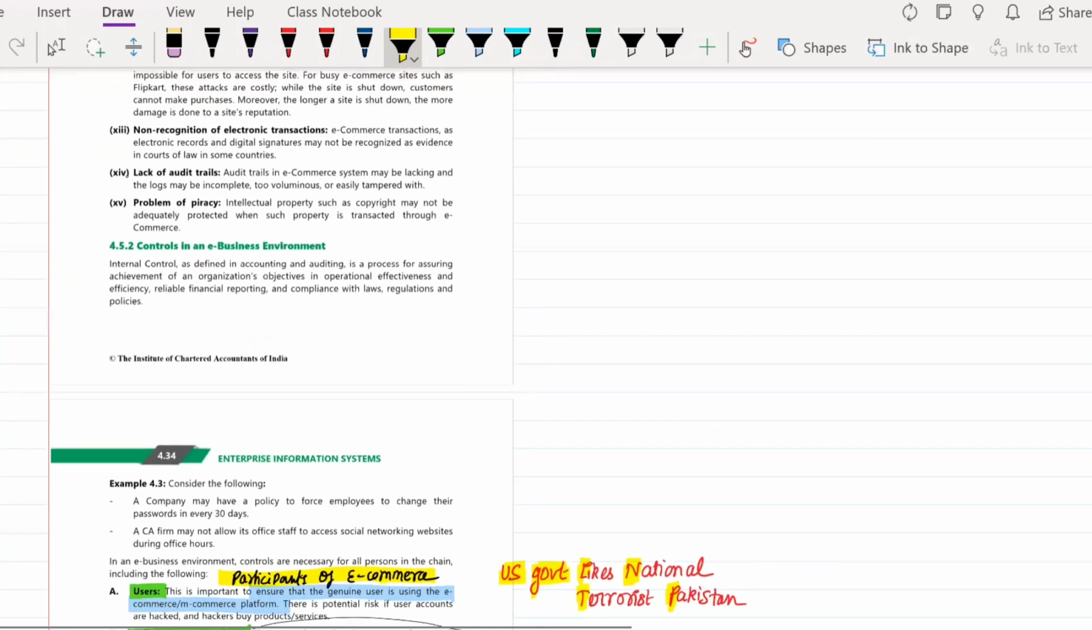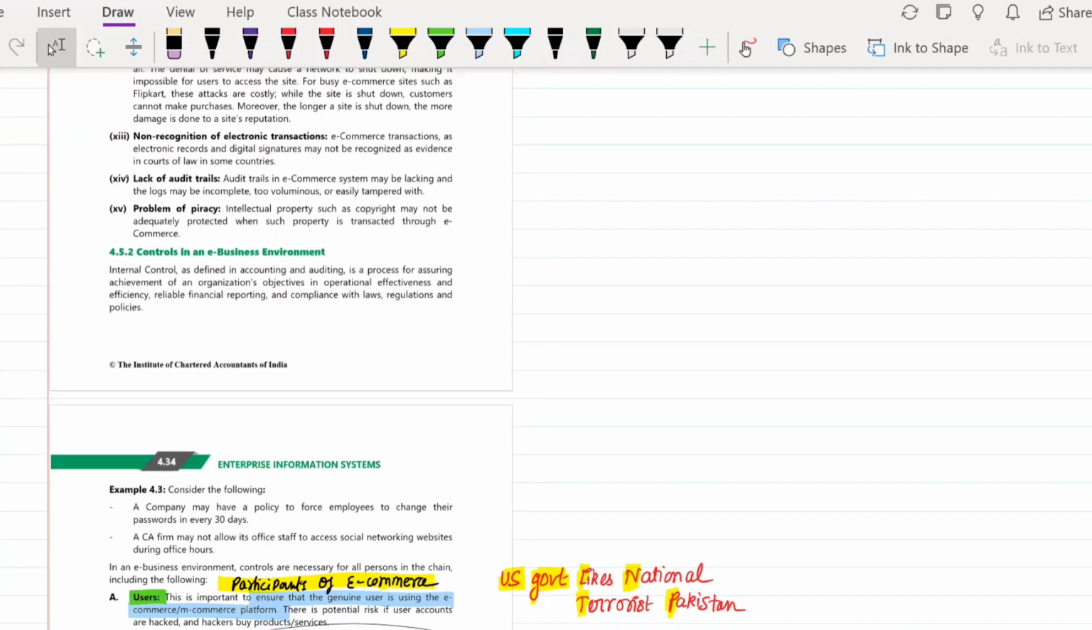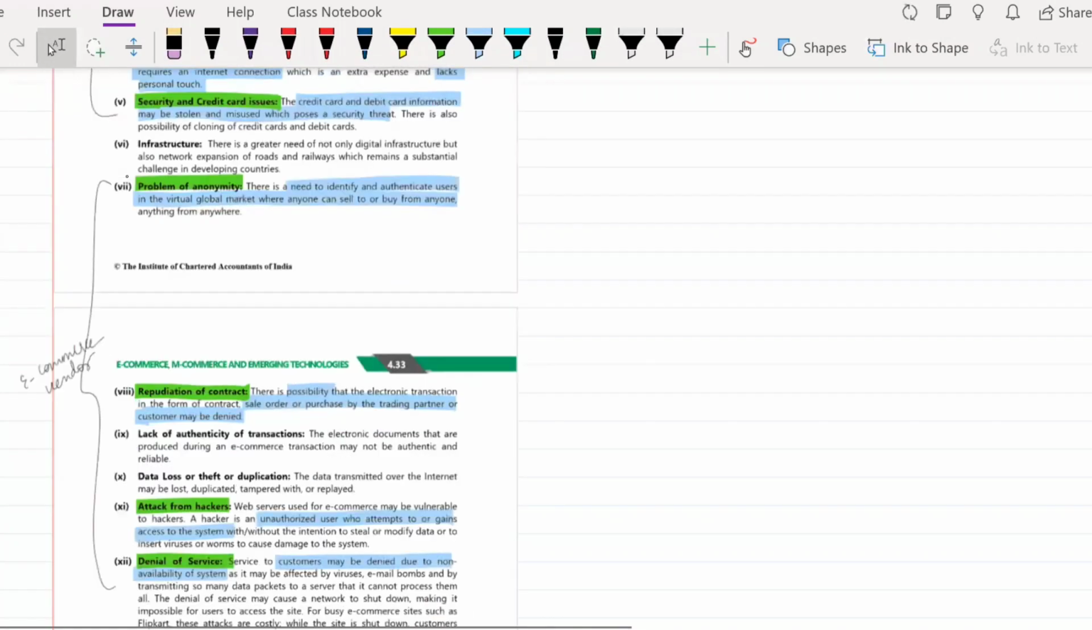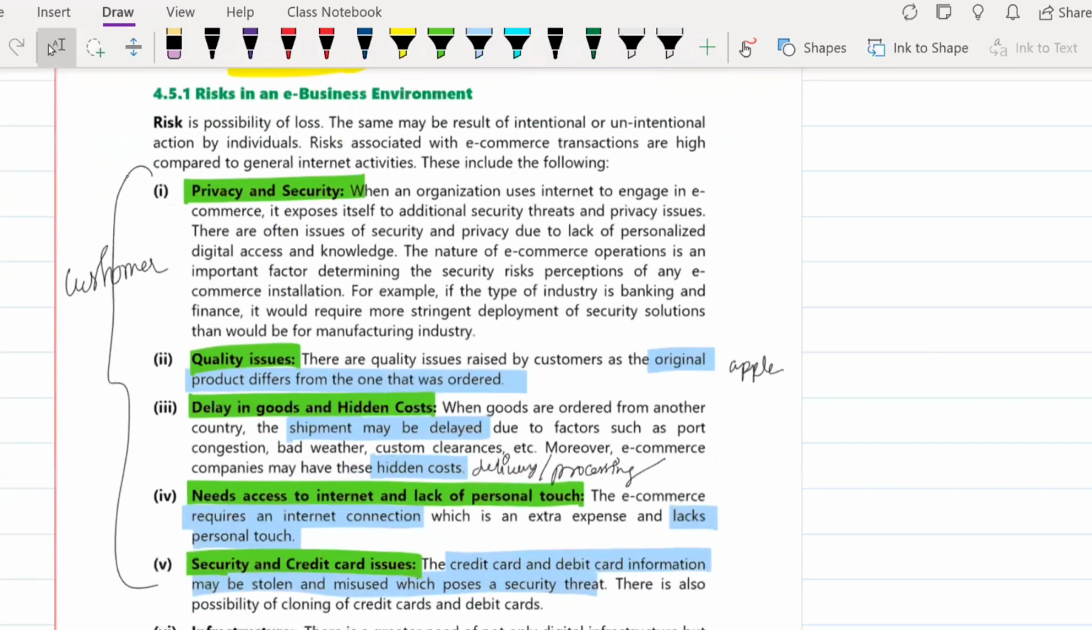In your book, I think there are around 15 risks which are given. I would here only discuss maximum 9, because in the exam, even if it is going to be asked, maximum 6 to 7 risks you have to write. Okay, I'll discuss maximum 9 here. The rest you can go through by yourself.